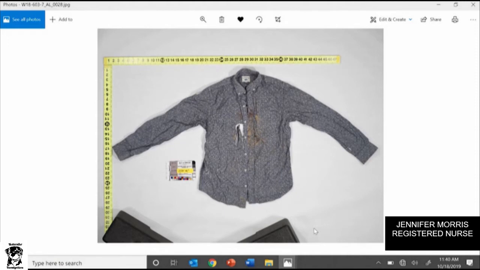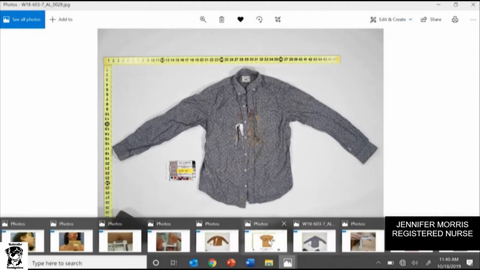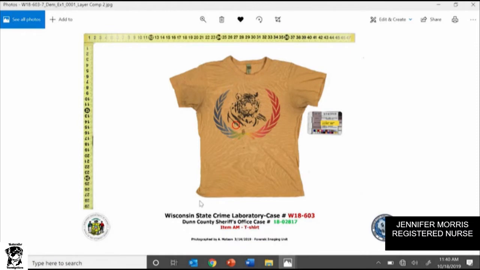And now I'm going to show you what's been marked as exhibit number 639. Fair to say that's a t-shirt? Yes. And that was also an item of clothing you had not been shown? Yes, I had not been shown that. And on the t-shirt under the tiger, there's a kind of reddish mark, which could be blood, but you don't know, right? Right. I don't know that.